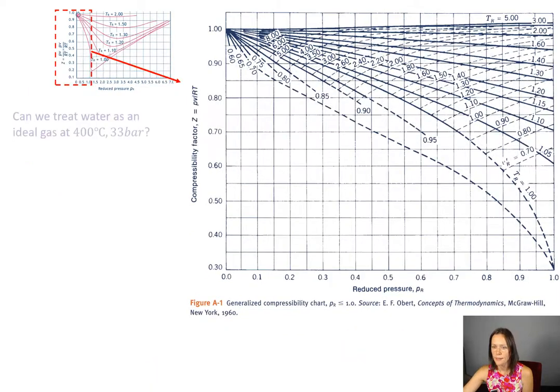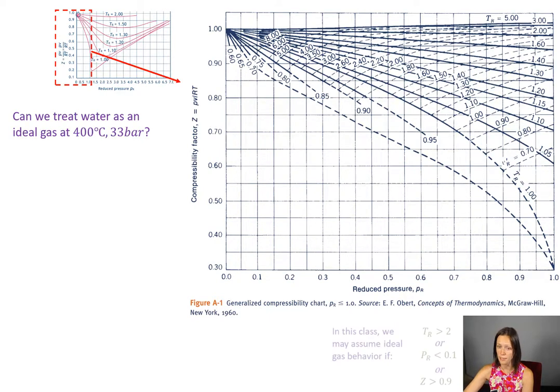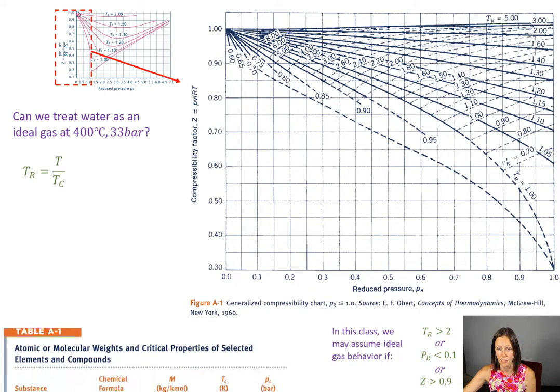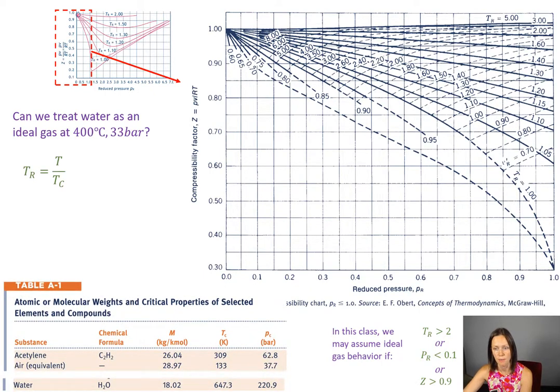All right. Now we want to know, can we treat water as an ideal gas at 400 degrees Celsius and 33 bar? Well, let's see. There's our rules down there at the bottom, our 3 conditions. If just one of those is met, we can make the assumption that we've got an ideal gas. So let's check that reduced temperature.